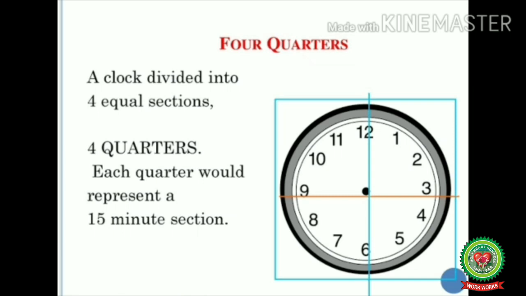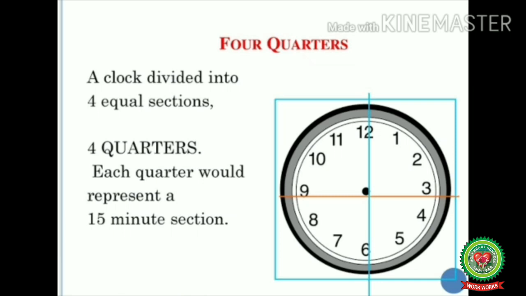When the long hand moves from 12 and reaches 3, this is the first quarter, that is quarter past. When it moves from 3 to 6, it is the second quarter, and it becomes half past because it has already covered half of its way. The third quarter is from 6 to 9, and when the long hand reaches 9, there are only 15 minutes left for o'clock, and that is quarter to.